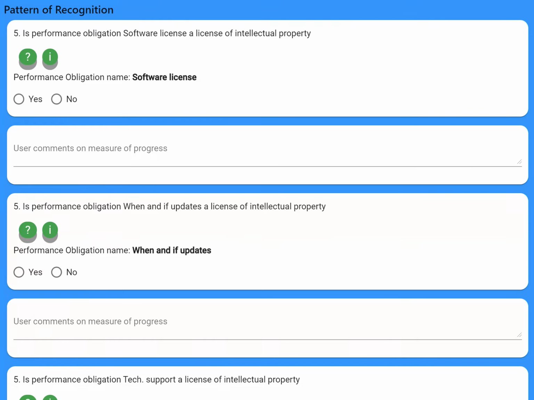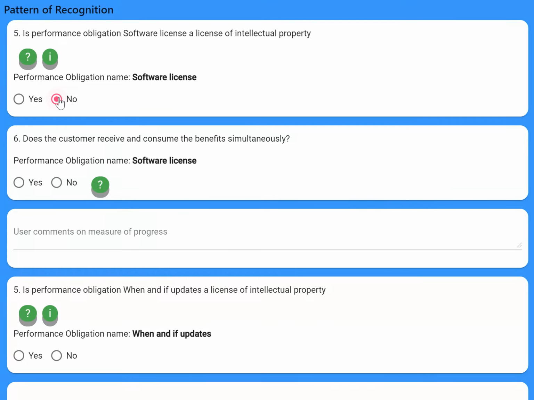What you see on your screen is the software that we created to help companies understand and implement the requirements of the standard. This is located at tasglobal.co, and I will be using this to help communicate what the requirements are. So you see the first question asks, is this performance obligation a license of intellectual property? The example would imply that it is, but for purposes of this demonstration, let's just say no. So let's say this is not a license of intellectual property.